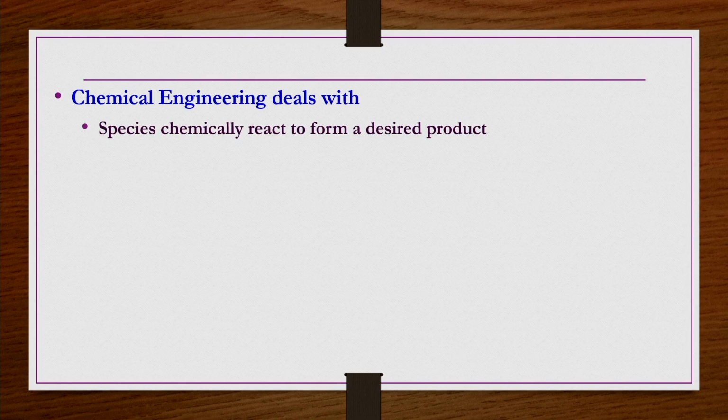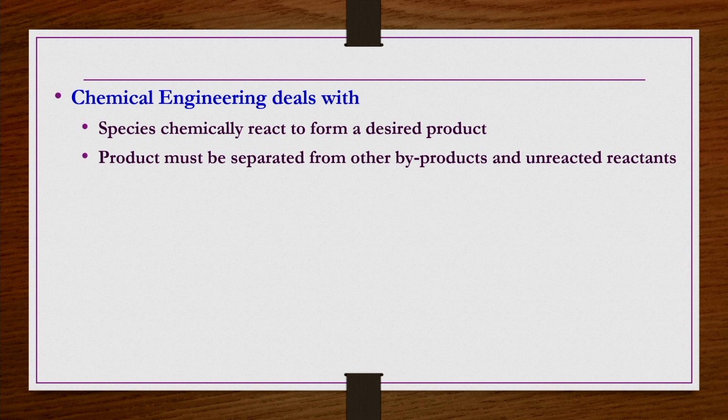So, why do we need to study such equilibrium problems as chemical engineering students? Because in chemical engineering in general, what we study is how species chemically react to form a desired product, and the separation of the product from other byproducts as well as unreacted reactants, etc. Those things we generally expect to occur in chemical engineering processes or any chemical plant. So, there is not only reaction, but there is also separation.